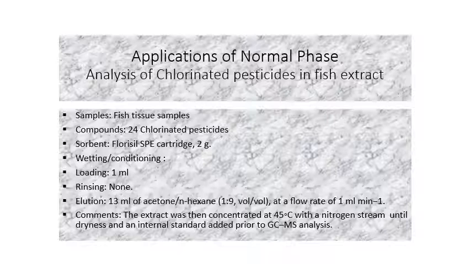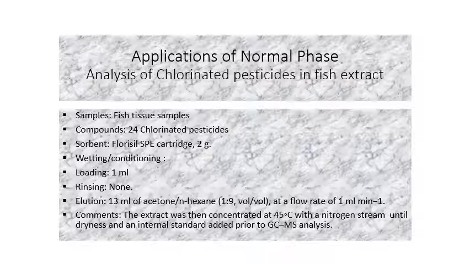fish tissue samples were homogenized and extracted by ultrasonic agitation, and lipids in the extract were eliminated by freezing lipid filtration. The sample extract was then concentrated to 1 ml by rotary evaporator under a nitrogen atmosphere. Compounds, 24 chlorinated pesticides, then sorbent, Florisil, that is MgSiO3, solid phase extraction cartridge, 2 gram.